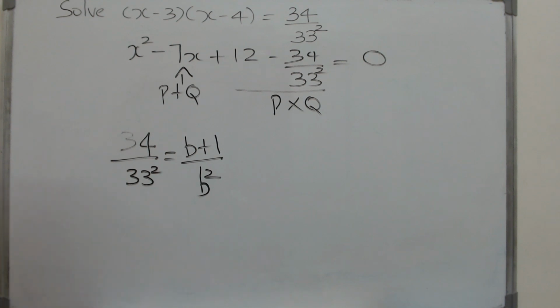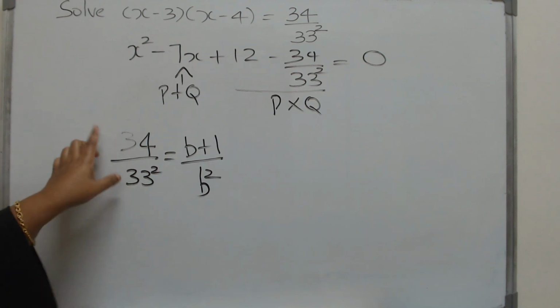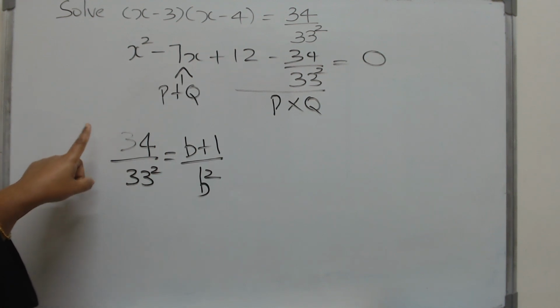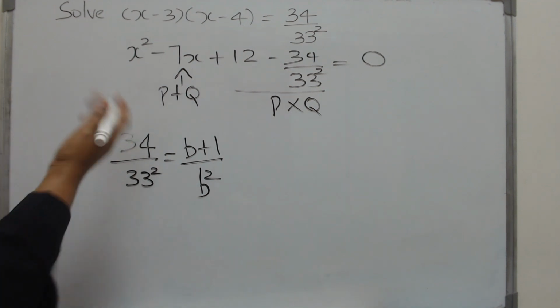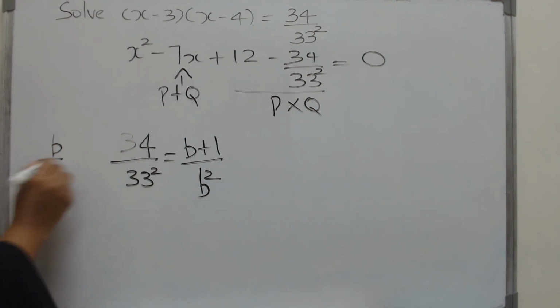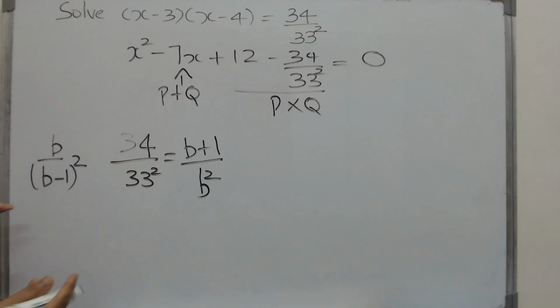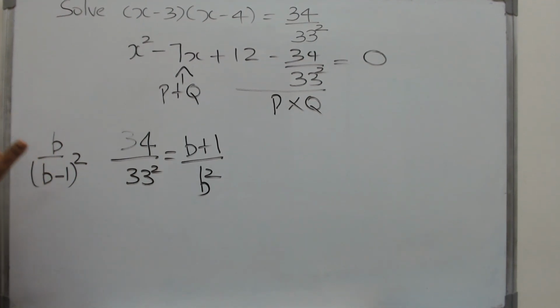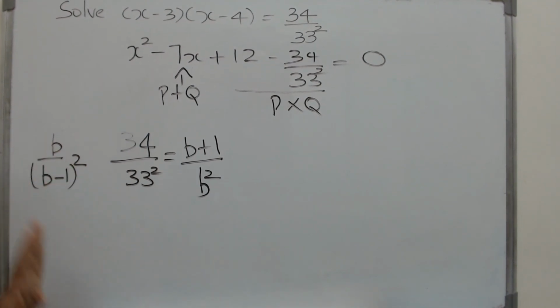Now before I do that, I can take 34 also, right? I can take 34 also as say b. Suppose I take 34 as b, then my denominator will look like this. So why are we not taking that? There is no problem. If you want to take it like this, by all means go ahead.